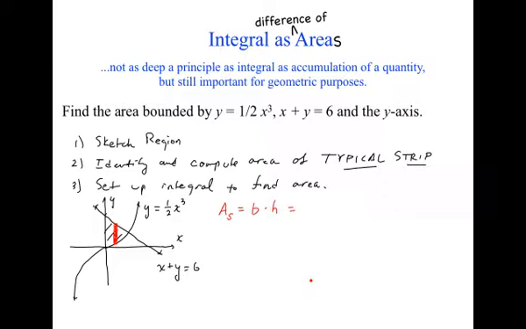Okay, so compare your region with what I sketched. Lots of you got it. So y equals 1/2 x cubed is this one. It goes through the origin at 0, 0. And then x plus y equals 6 looks like that. But it's a straight line.